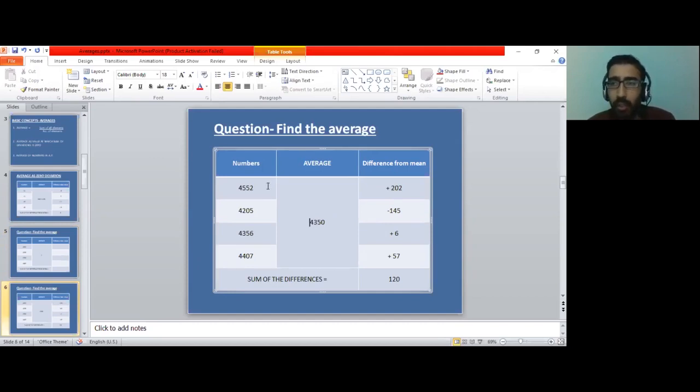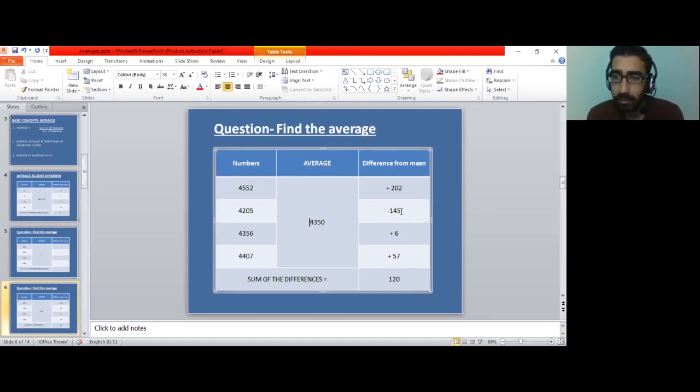I just take any number that you feel could be the average. You could have taken 4300 here. I was talking about taking 4300, but I've calculated this for 4350 and shared it through a slide, so let's talk about 4350 here. Take any number and then have a quick look at the difference from the mean. Of course, you want to take a number close to these 4 so that your calculations are minimized. You obviously want to solve this as quickly as possible in the least amount of time, making as few mistakes as possible. So the 4 numbers differ by 202, minus 145, 6, and 57.